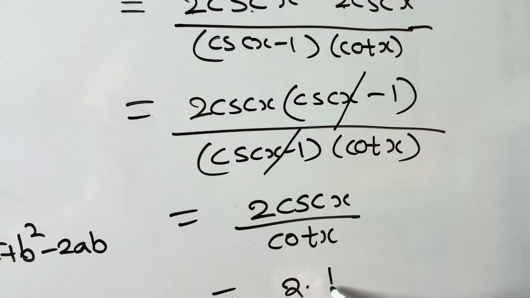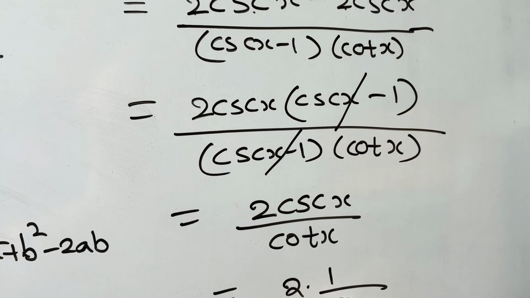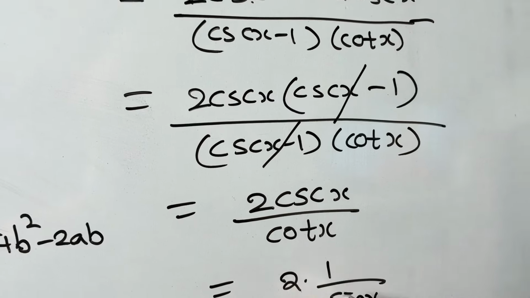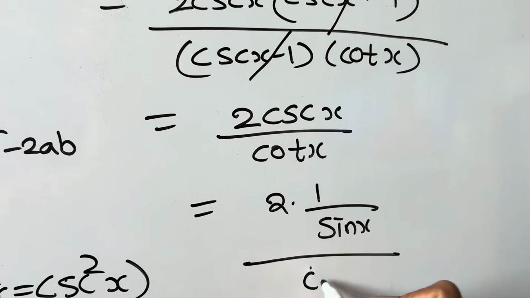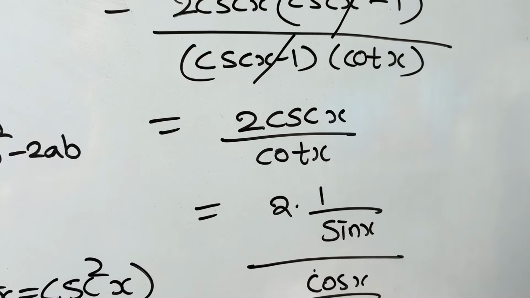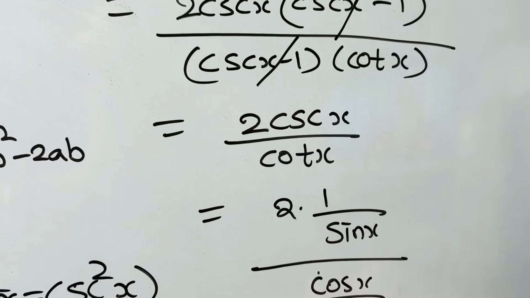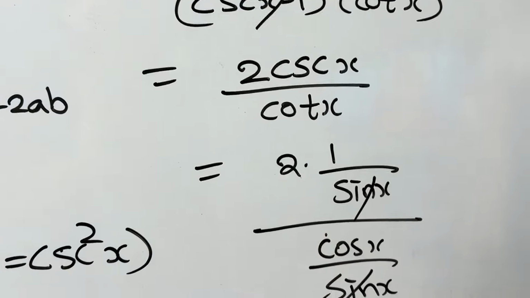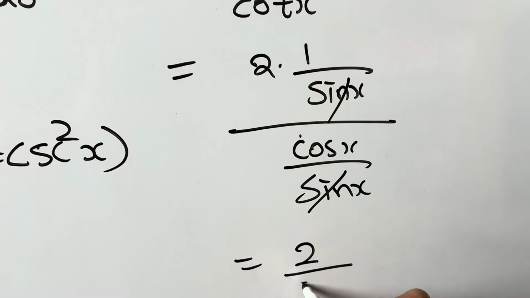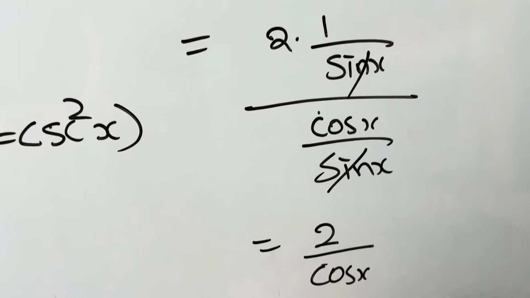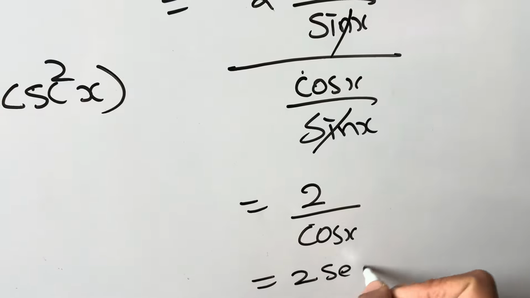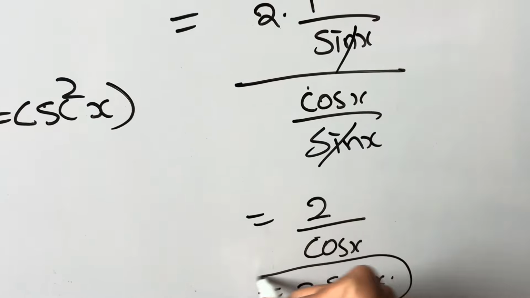Cosecant x can be written as 1 by sin x, and cot x can be written as cos x over sin x. So sin and sin get cancelled out, and I'll be left over with 2 by cos x, which is nothing but 2 times secant x. So this is how you solve it.